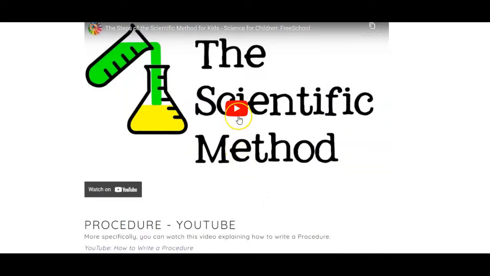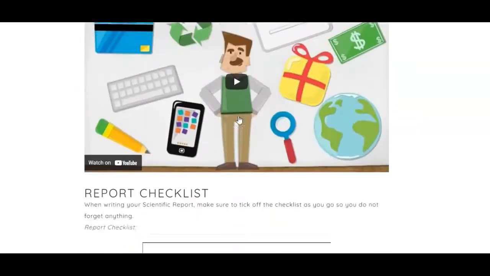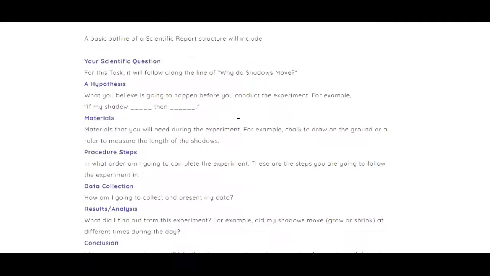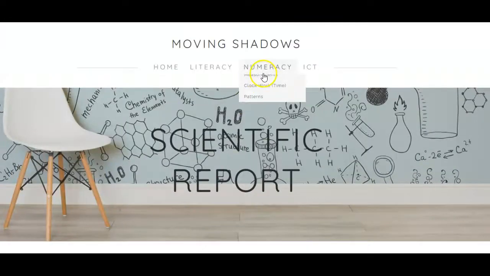Supported also by a video. So a couple of videos there and a checklist. So they've really comprehensively unpacked what the supports are. Let's have a look at one numeracy. They're looking at time and measuring patterns, for example. Let's have a look at measurement.